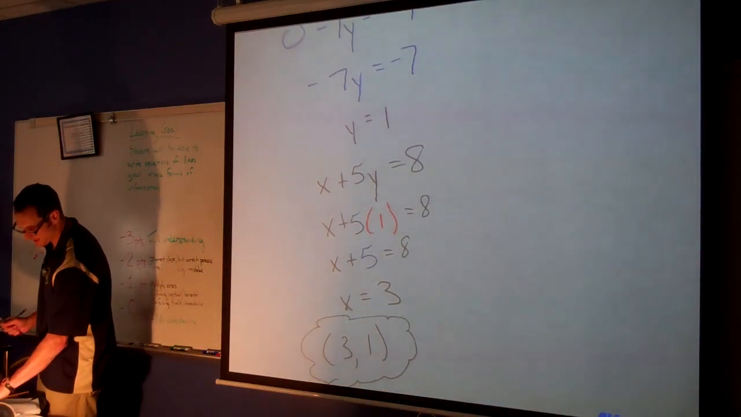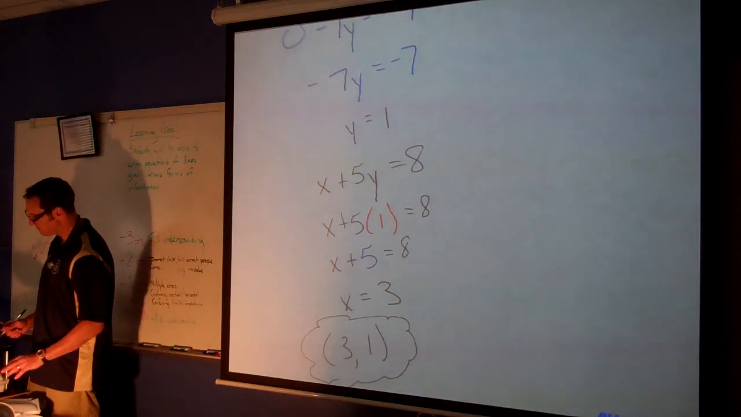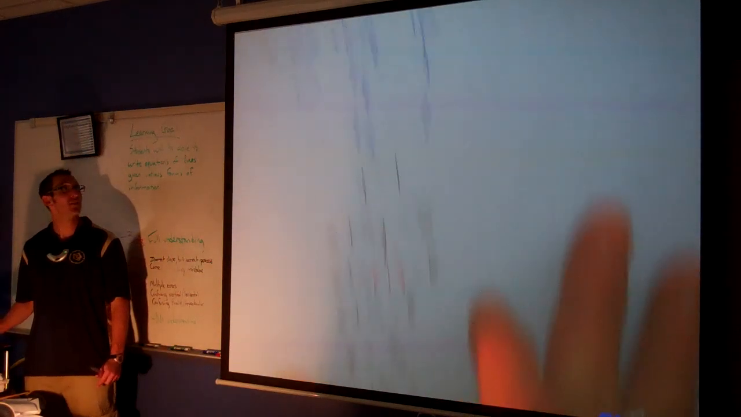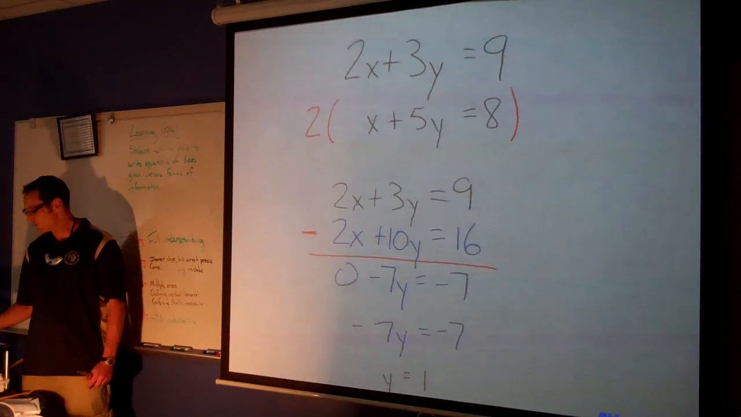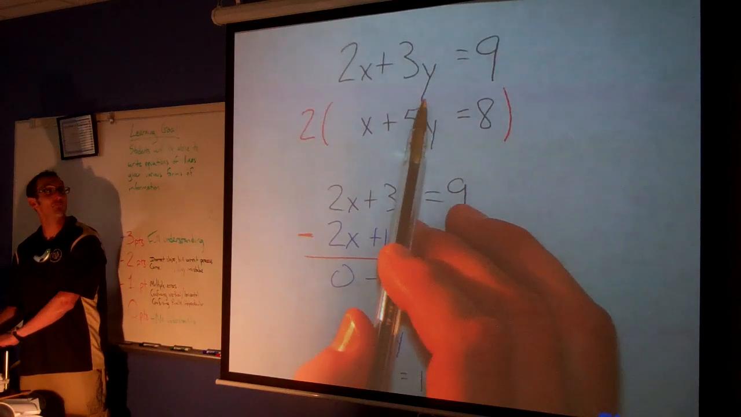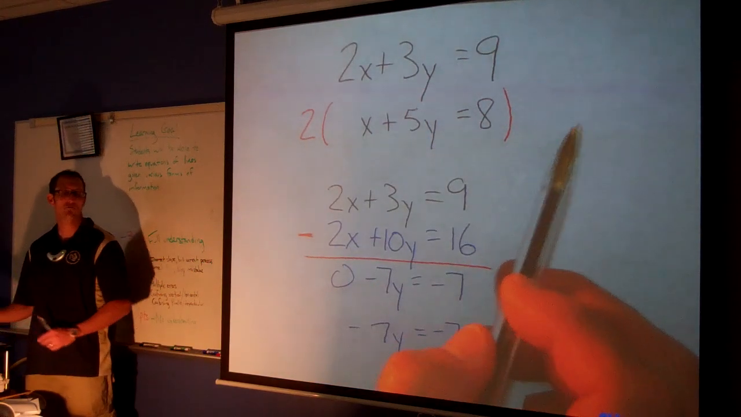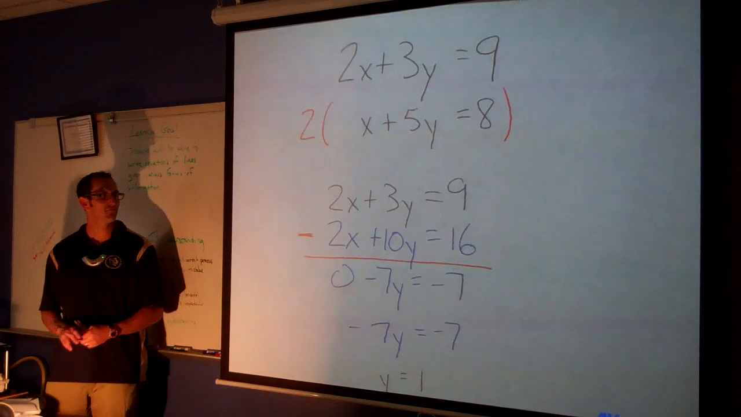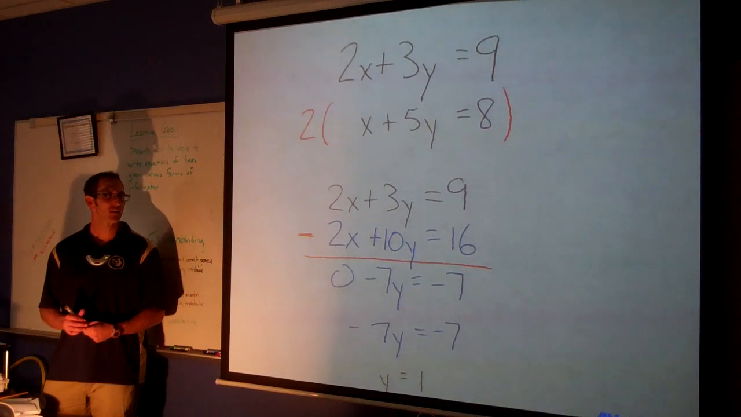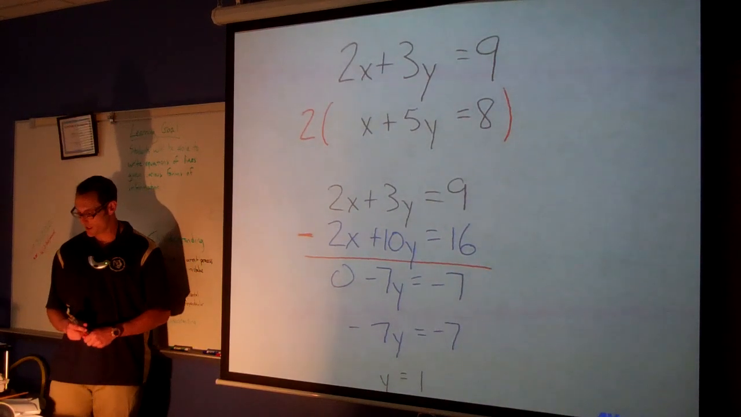I had to think about a number I could multiply by to cancel. So if something doesn't cancel right away, you can multiply an entire equation by a number that would allow that to happen, and then you're able to eliminate. And that's how we solve systems of equations.